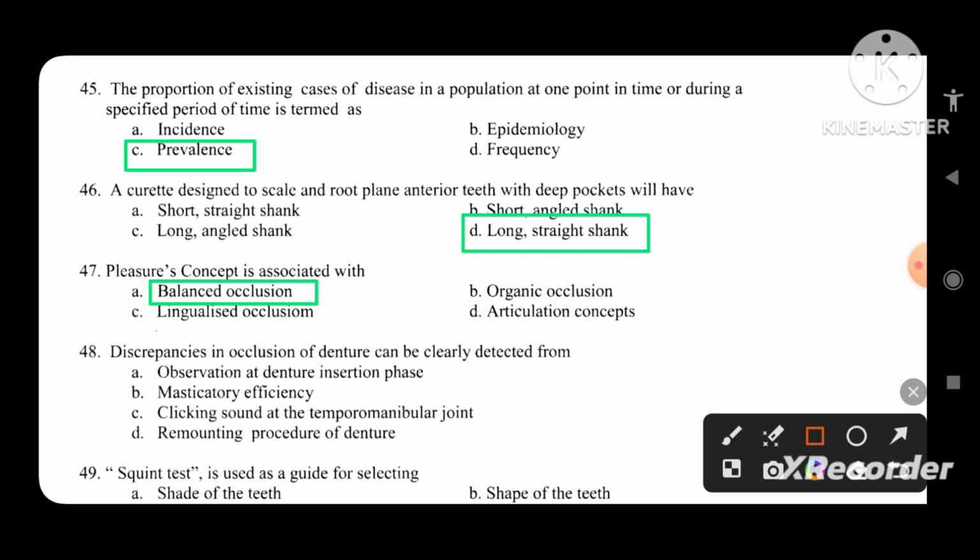Discrepancies in occlusion of denture may be clearly detected from. Options are observation at denture insertion phase, masticatory efficiency, clicking sound at the temporomandibular joint, remounting procedure of denture. And the correct answer is remounting procedure of denture. Discrepancies in occlusion of denture can be clearly detected from remounting procedure of denture.